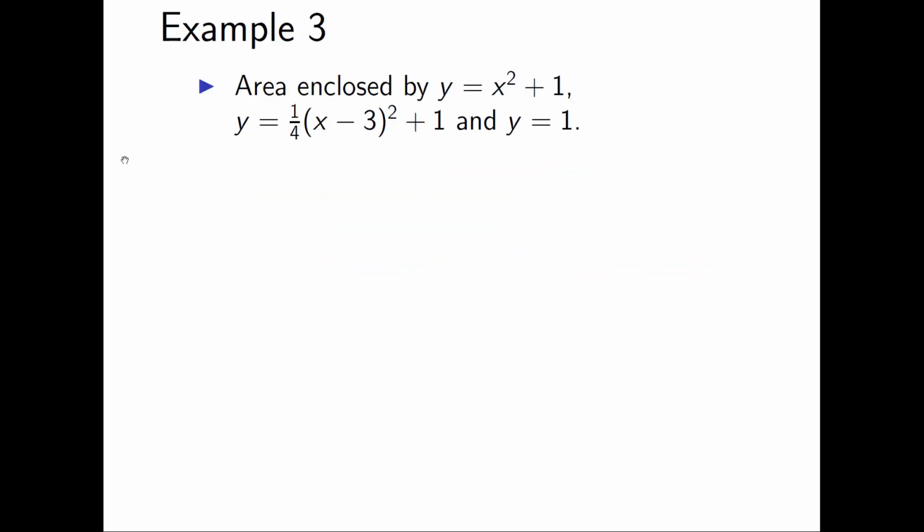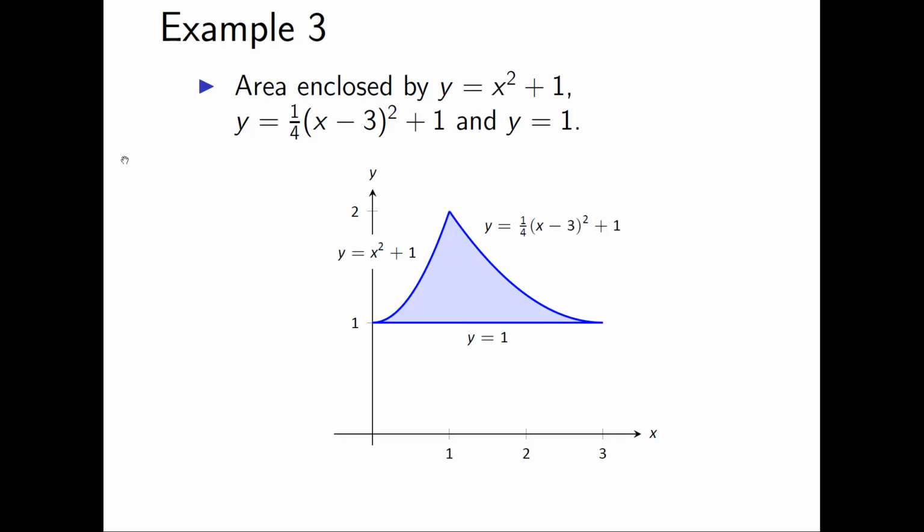Okay, so let's take our final example, and this will be a little bit trickier. We've got the area enclosed by, in this case, three functions. So we have y equals x squared plus 1, y equals 1/4 (x minus 3) quantity squared plus 1, and y equals 1. And once again, we certainly need a picture here to see what's going on. So those are our three functions.